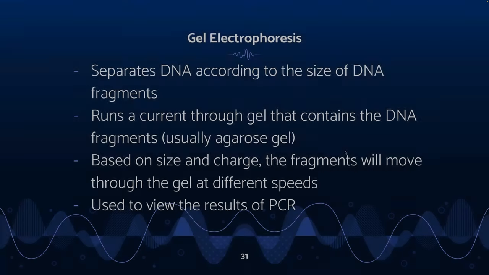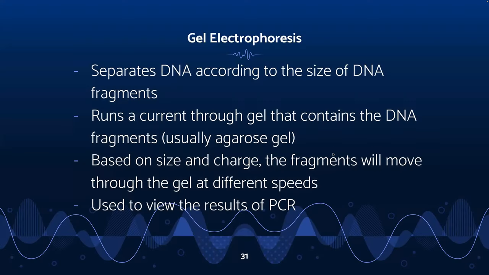All right, so now let's get on to gel electrophoresis. What this does is it separates the DNA according to the size of the DNA fragments. I guess this will make a little more sense later. It runs a current through the gel containing the DNA fragments. Usually this is a gel called agarose gel, which is a polymer gel.